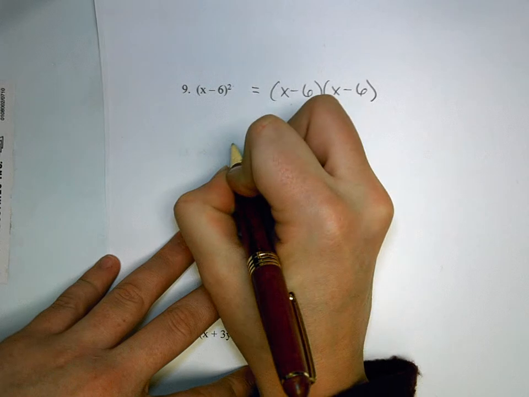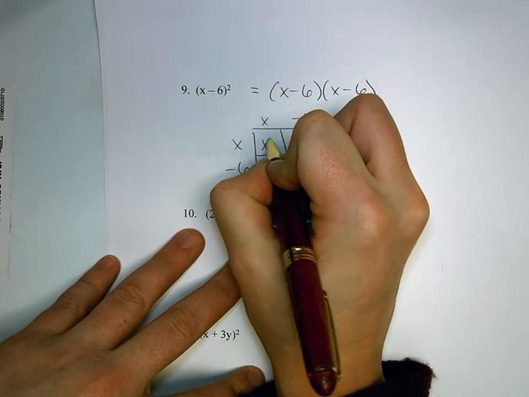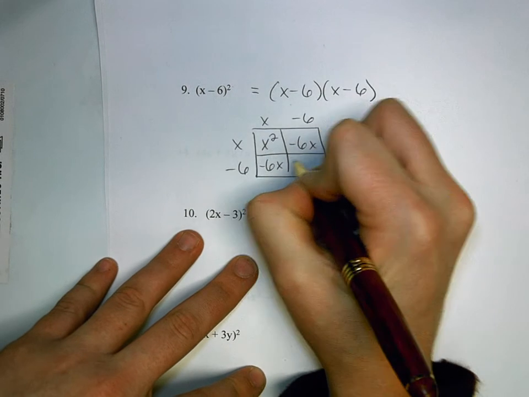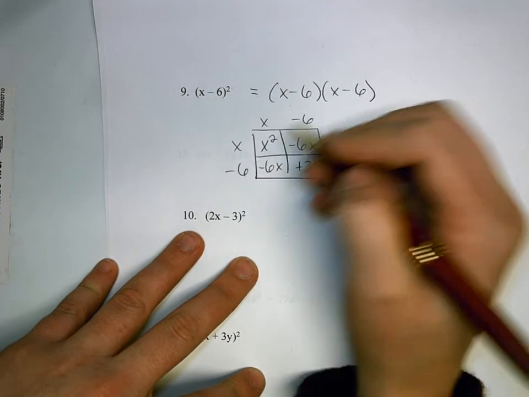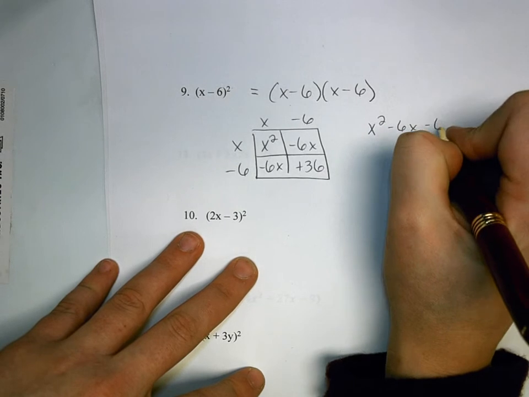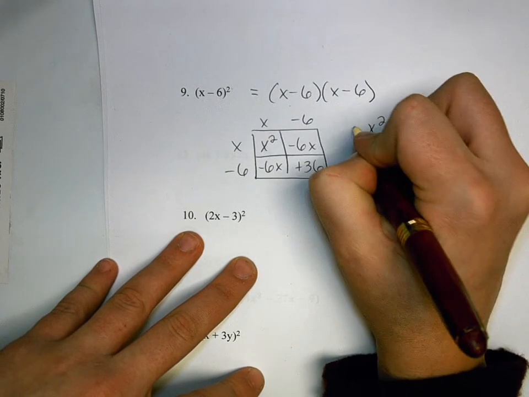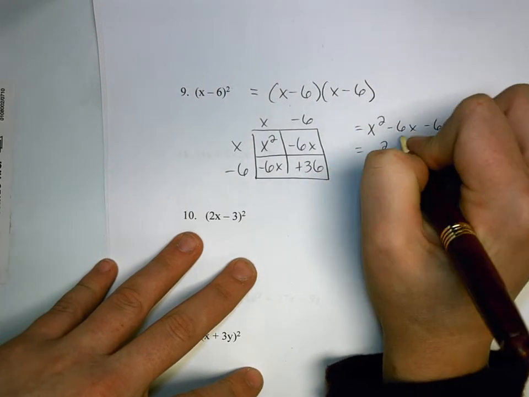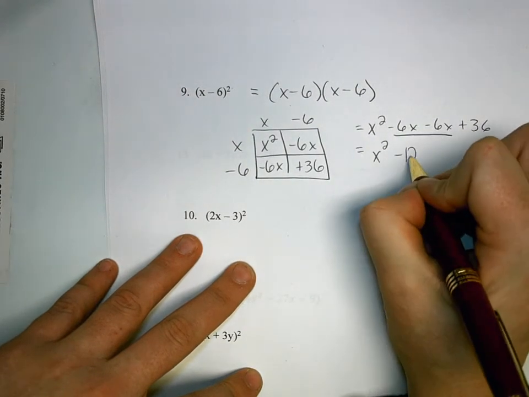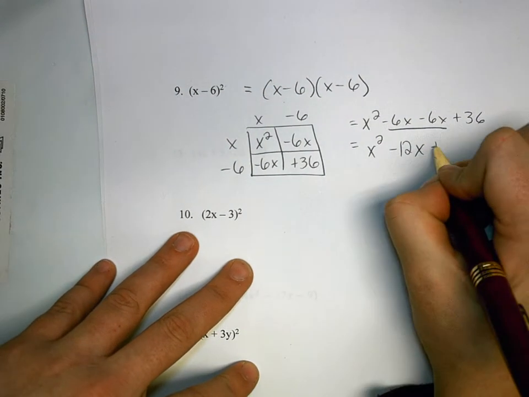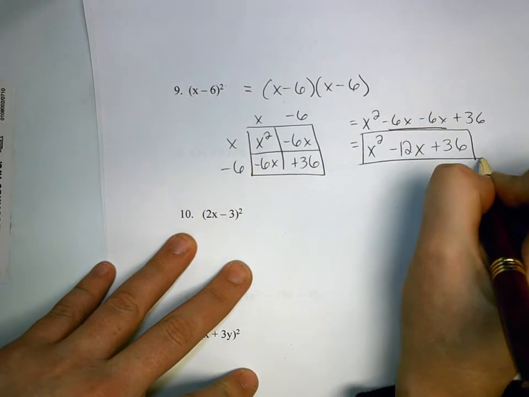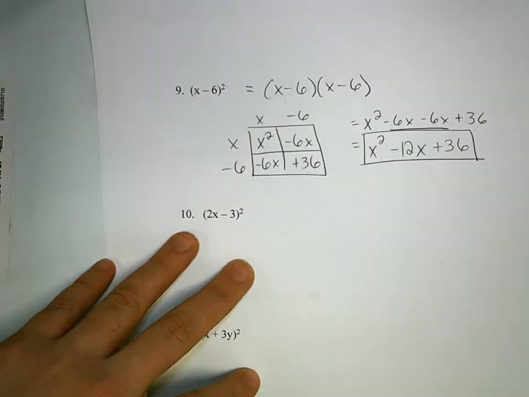Here's my base times my height. I get x squared minus 6x plus 36, or positive 36. Gives me x squared minus 6x plus 36. I can combine like terms right here. Negative 6 and negative 6 is negative 12x plus 36. And that is my final answer because I cannot combine any more terms.